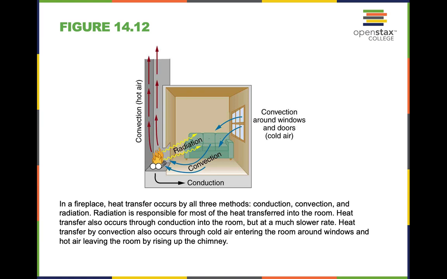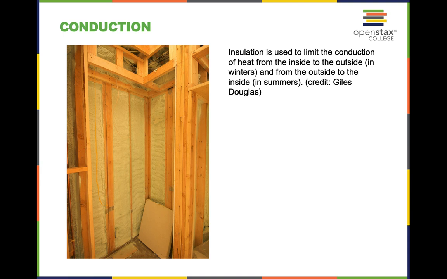So here we have all 3 types of heat transfer. We have radiation coming in through the windows from the sun. We have convection flowing through here, from the room into the furnace, and convection wherein all the hot air is rising. And then we also have conduction here, where the fireplace is heating up physically because they're in contact in this part of the region. So for conduction, insulation is used to limit the conduction of heat from inside to the outside in the winters and outside to the inside in the summer.